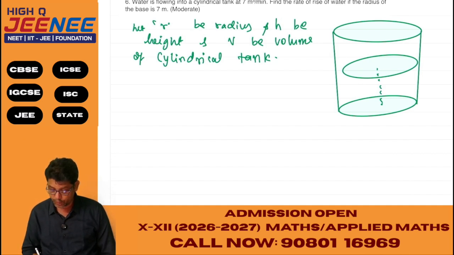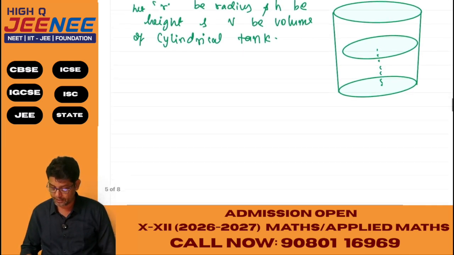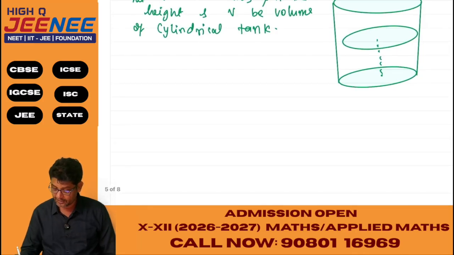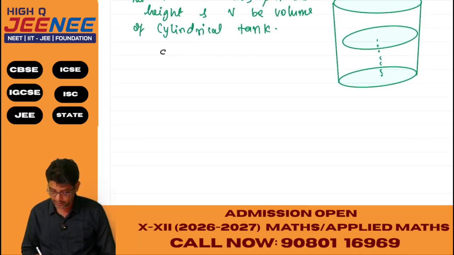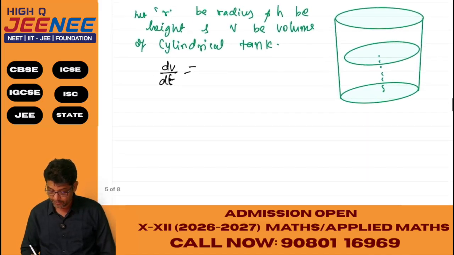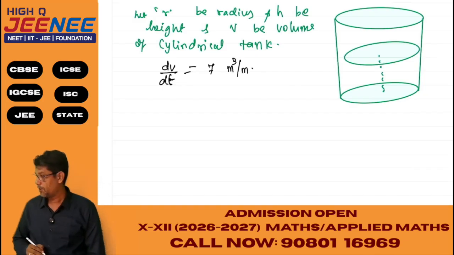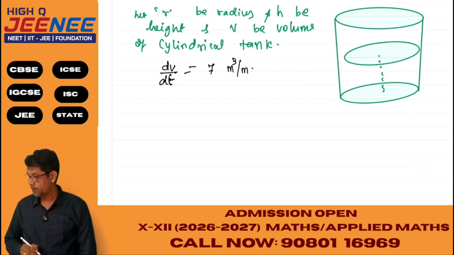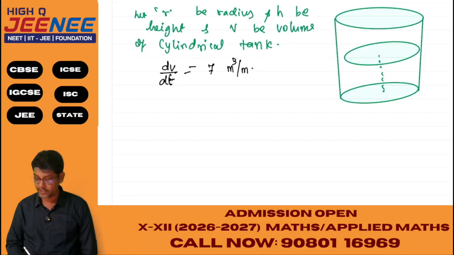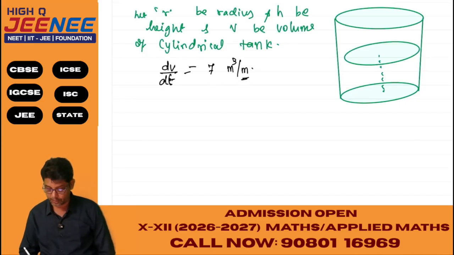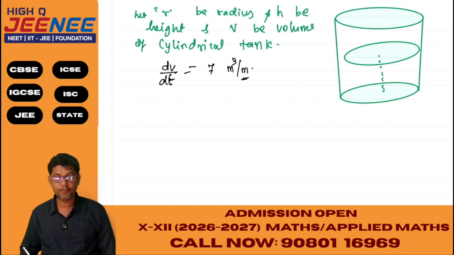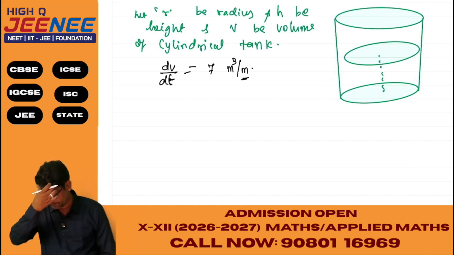Water is flowing into a cylindrical tank at 7 meter cube per minute. That means clearly it is given dV by dt is equal to 7 meter cube per minute. So by looking at it, you will come to know this is length and this is minute. Don't consider it as a mean, it is meter. Okay. Next.